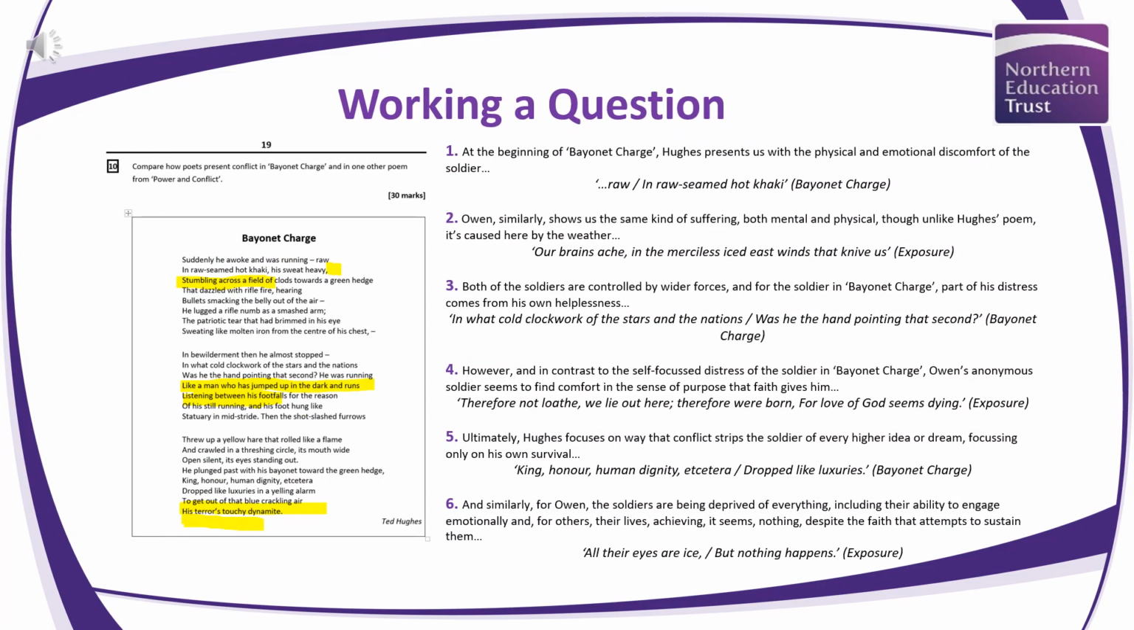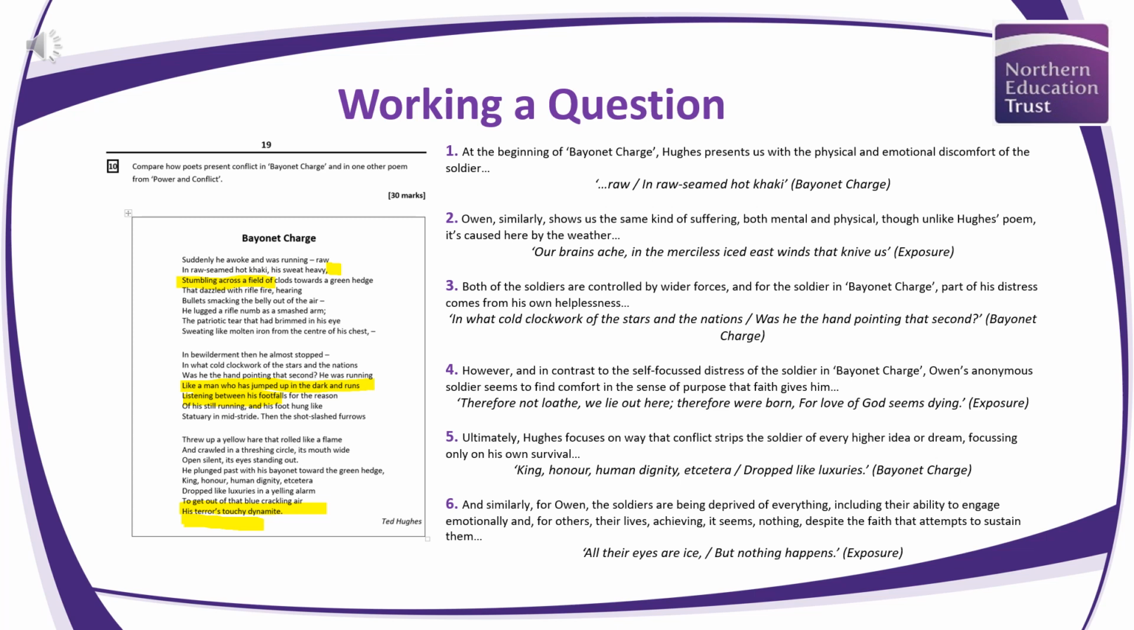Now the rest of my essay, the structure, would then simply follow my chosen quotations. So that would end up something along the lines of, at the beginning of Bayonet Charge, Hughes presents us with the physical and emotional discomfort of the soldier, as he is described as raw in raw seamed hot khaki. And I talk about probably the metaphor of both him and his uniform being raw, the link to meat, and the view of the soldier as simply being a thing, an item, something to be used, to be consumed.